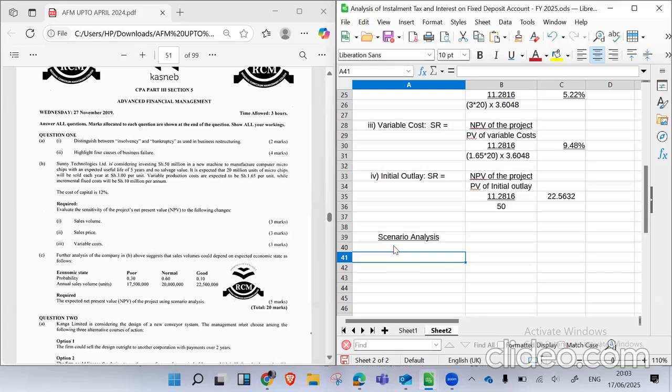Full stop, then you say there are three types of scenarios, i.e. the best case scenario representing the most likely outcome of a project.